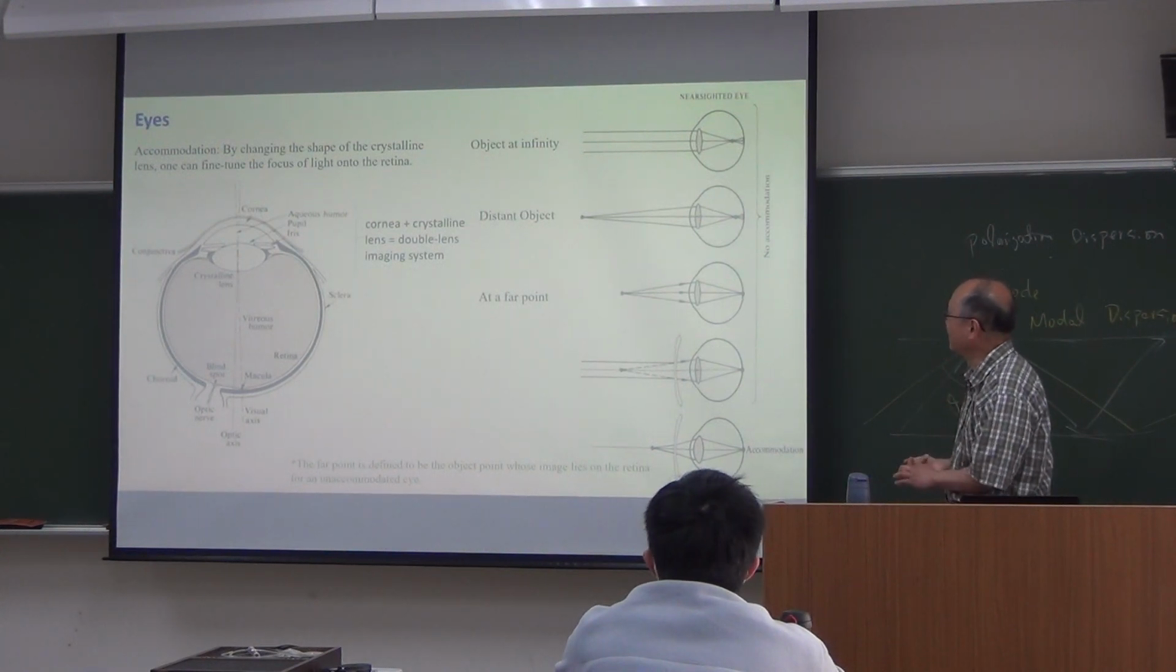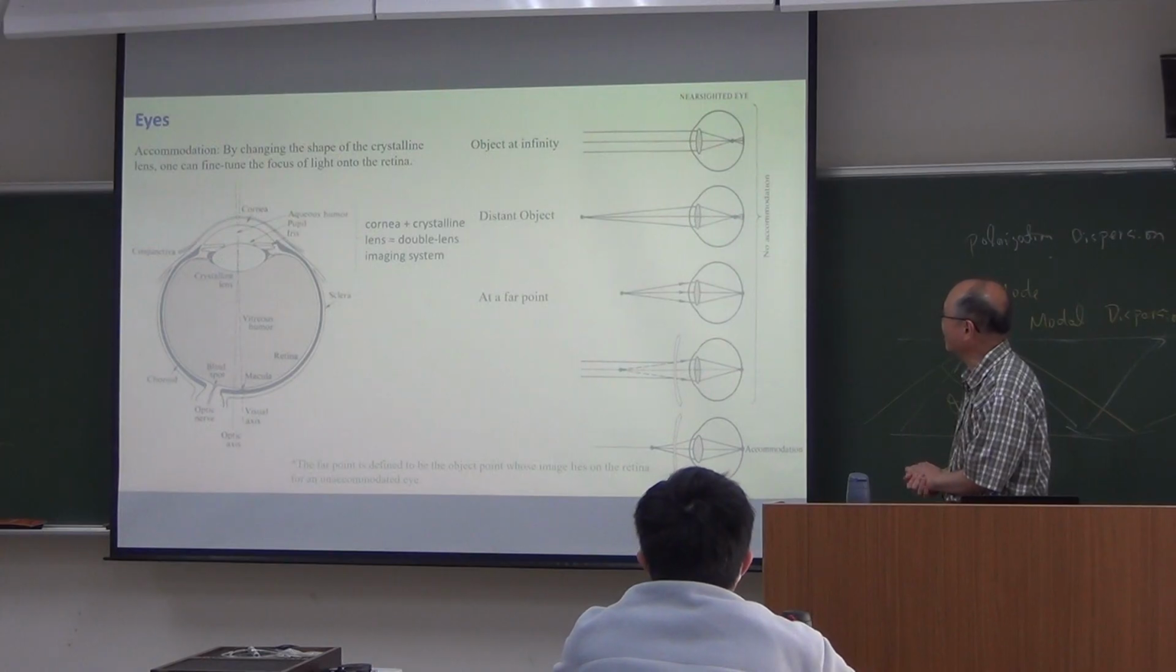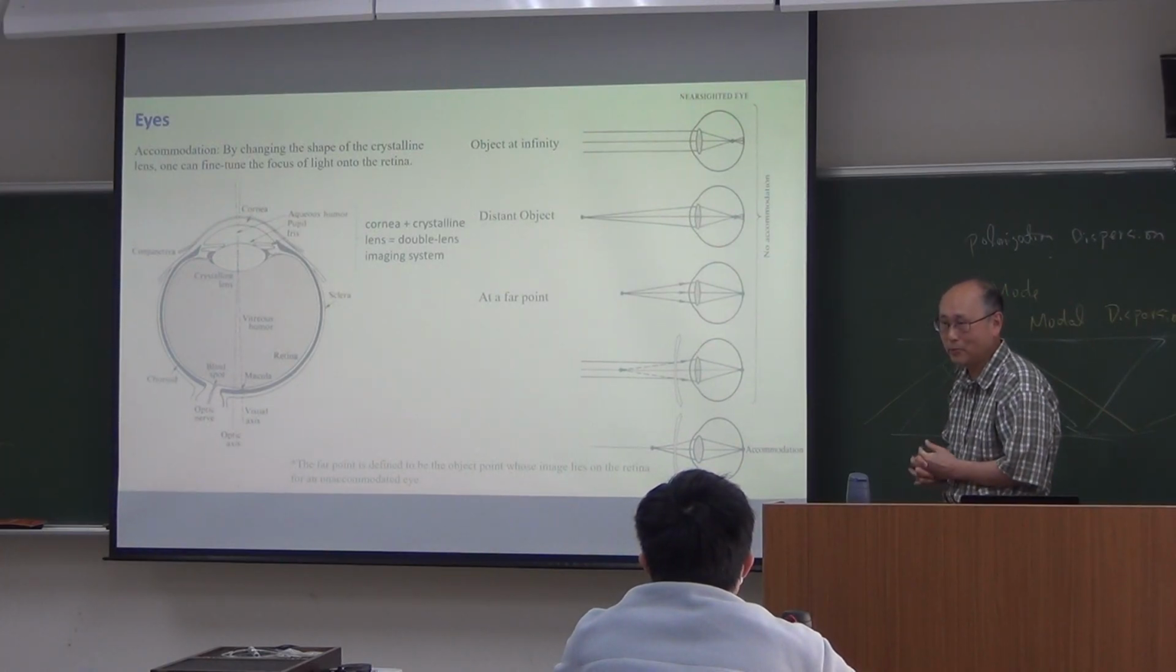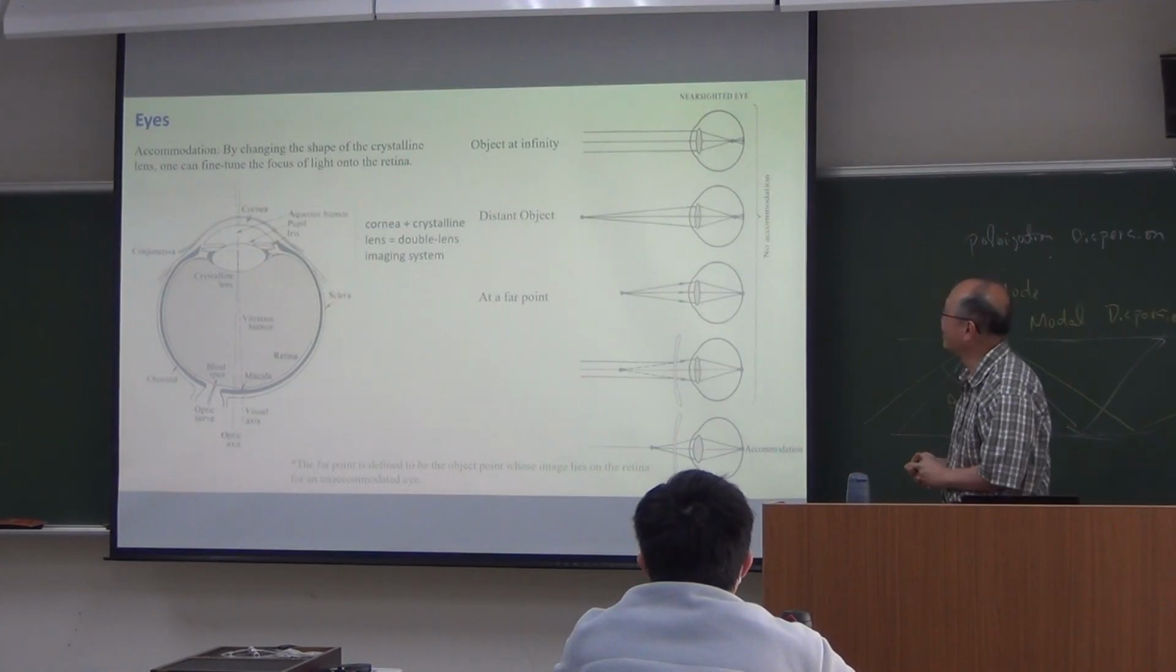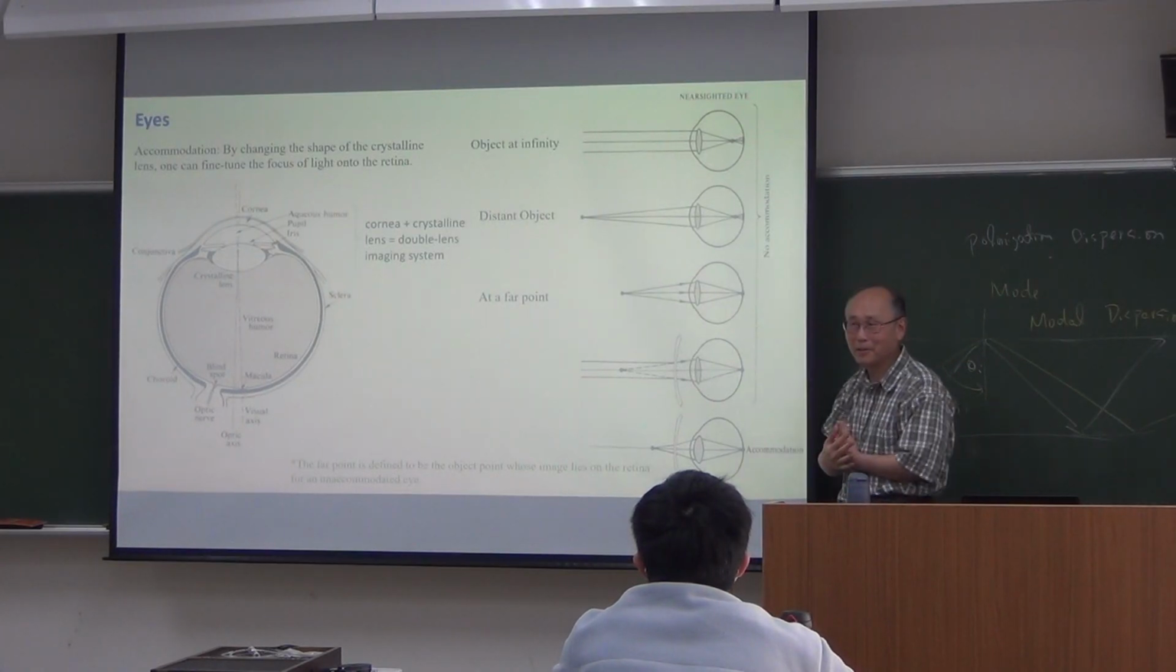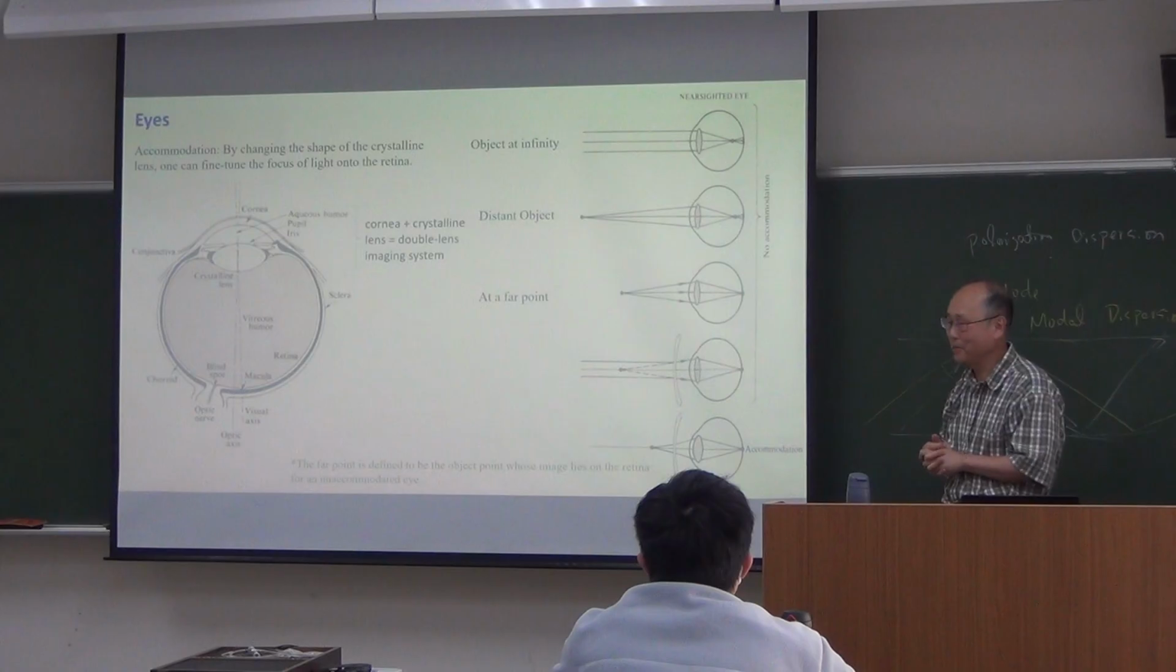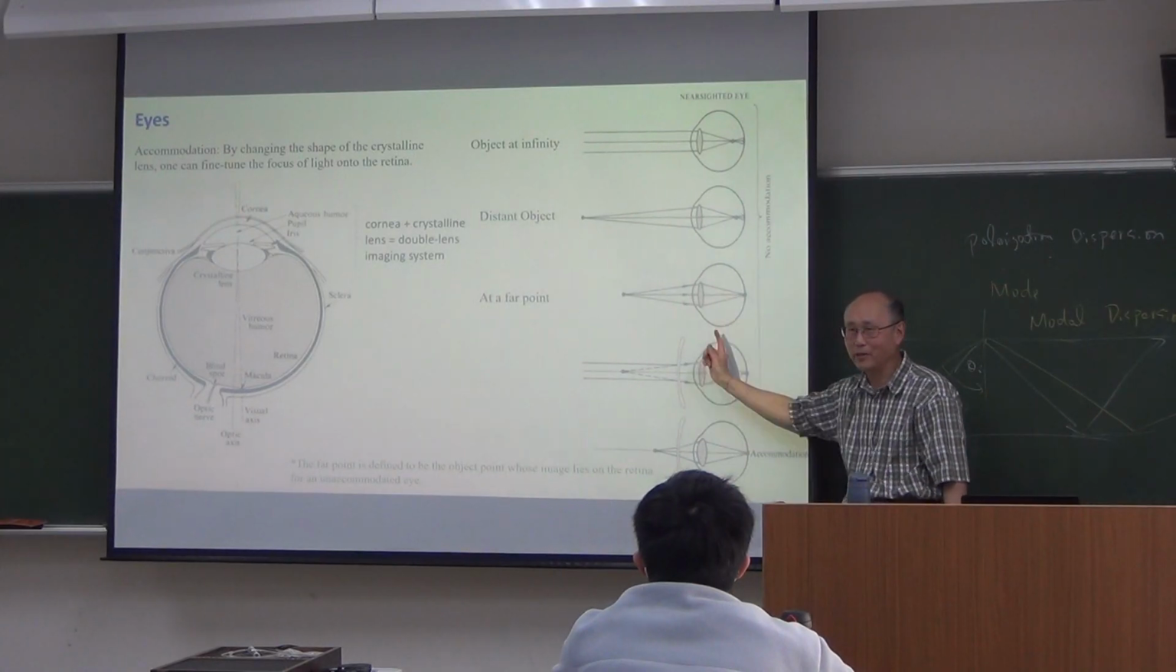But if your eye is sort of like my daughter's, she spent too much time on the cell phone, and then started to get nearsighted, and she's now wearing this correction lens.